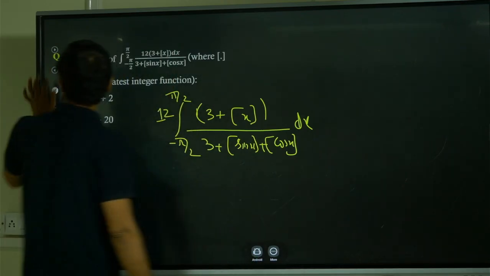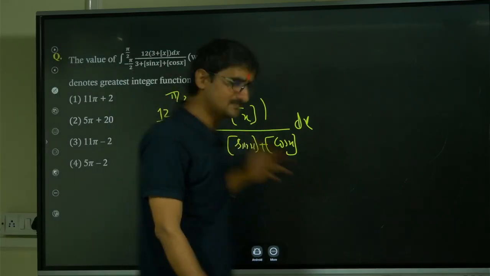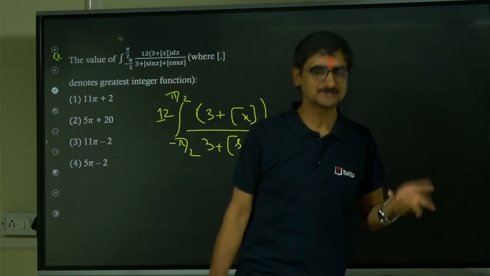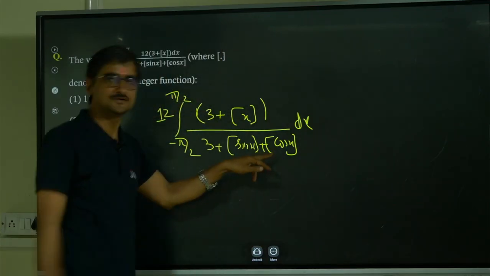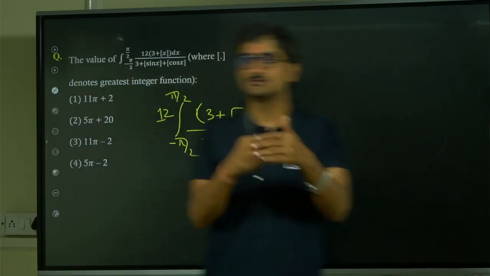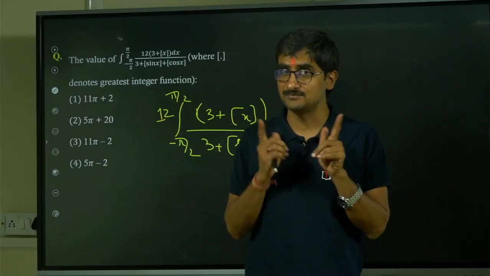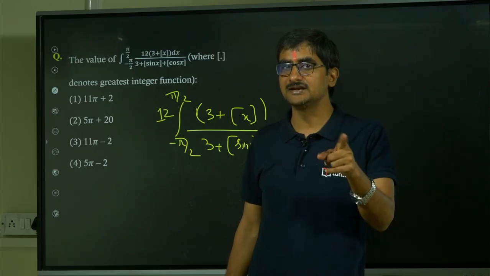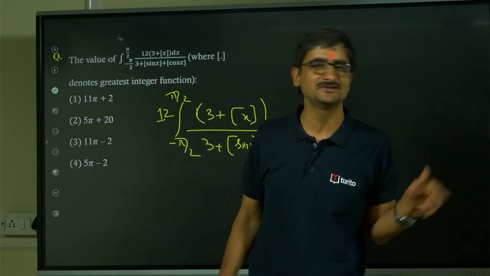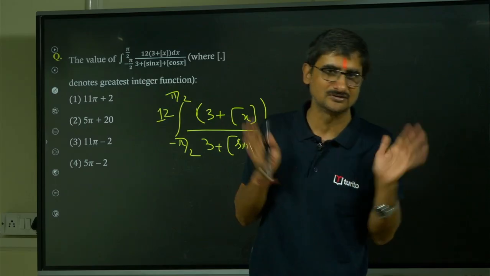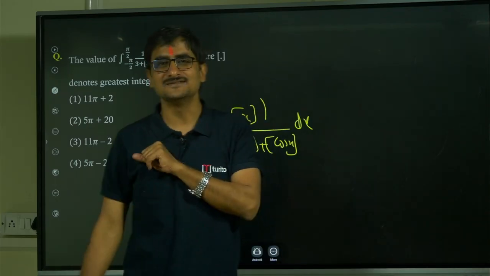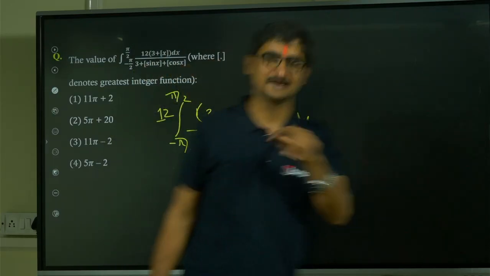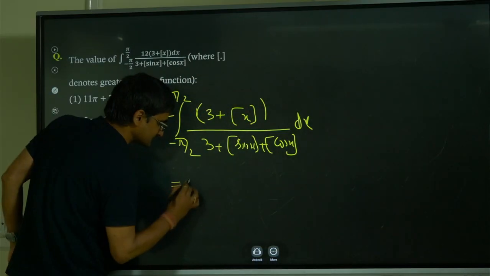See, minus pi by 2 to 0 is the fourth quadrant. 0 to pi by 2 is the first quadrant. In the first quadrant both are positive. Both are positive means sin and cos both lie between 0 and 1, so their box will be 0. Minus pi by 2 to 0, sine is negative, cos is positive. Cos is positive, it has to be between 0 and 1, the box is going to be 0. But sine is negative, and the range of sine on the negative side is minus 1 to 0. So the box is minus 1. So I will break it into 2.